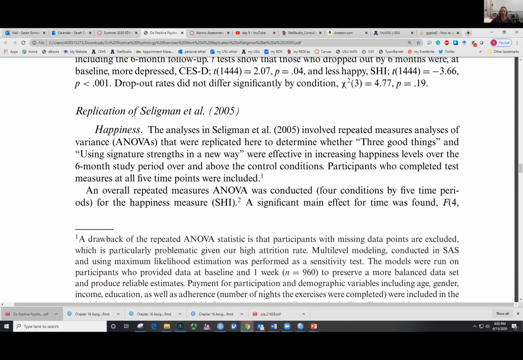Okay, so on the replication, they say that the original paper in 2005 used a repeated measures analysis of variance. And see, the first time you say analysis of variance, you have to type it out, and then you can put in parentheses ANOVA. Then from there on out, you can use the ANOVA acronym. That's always true with all acronyms. So they are going to use an ANOVA method.